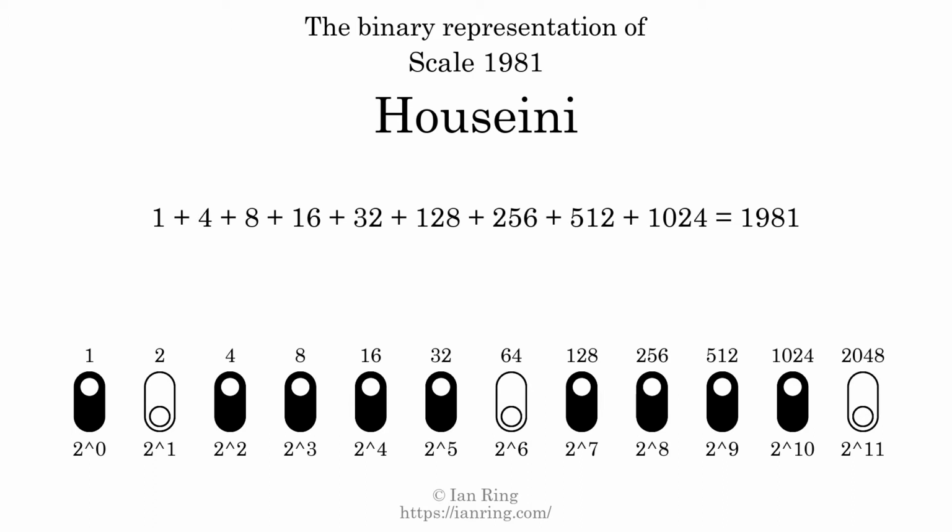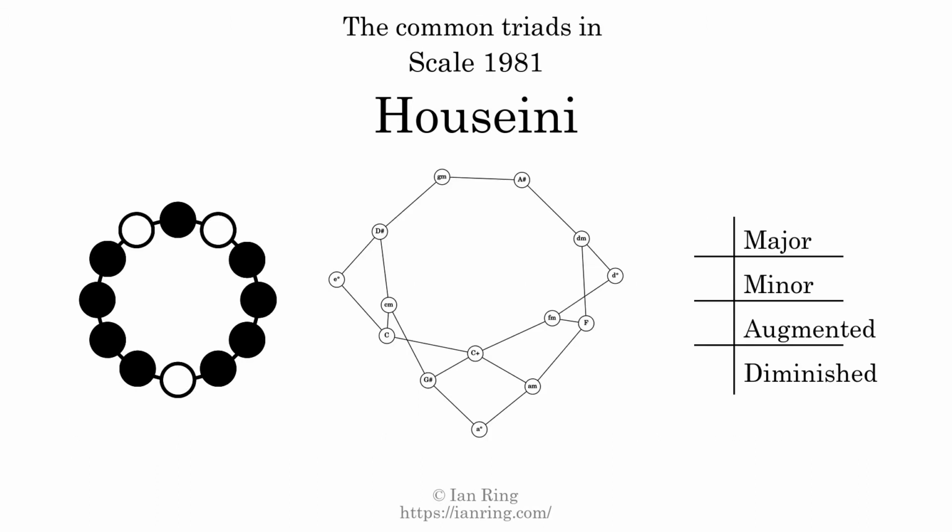1981. The scale number not only enumerates the scale with a unique index, but it also literally describes the tonal content of the scale. Represented as a binary number in base 2, the scale number is 01111011101. Here are the common triads present in this scale.